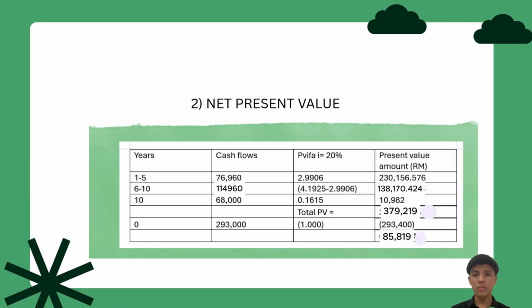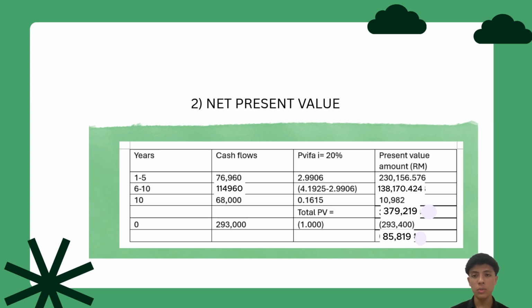We calculate the net present value using a 20% discount rate. For years 1 to 5, the cash flow is RM76,960 using present value factor annuity of 2.9906. The present value is RM230,156.576.